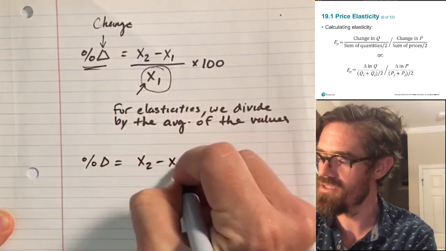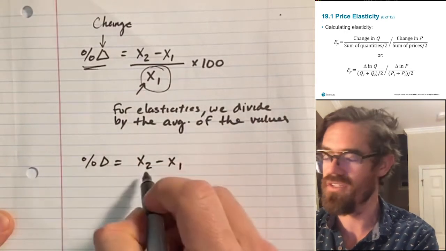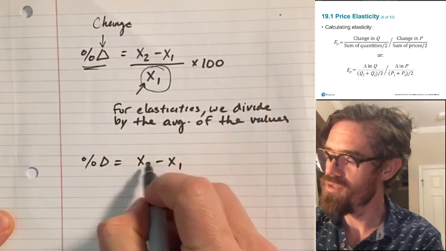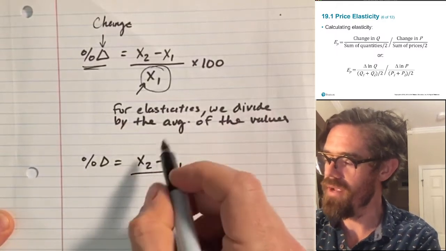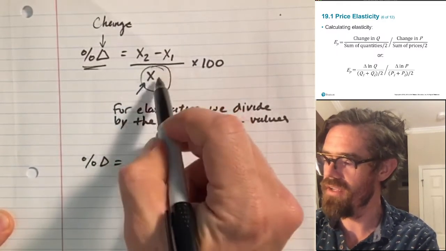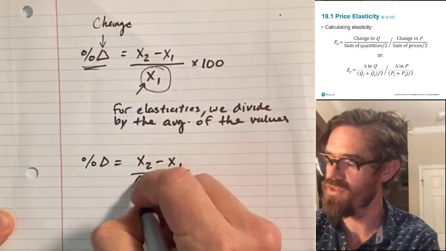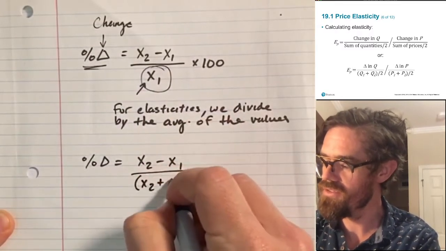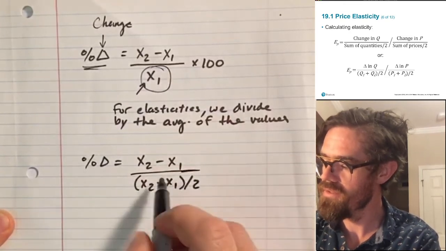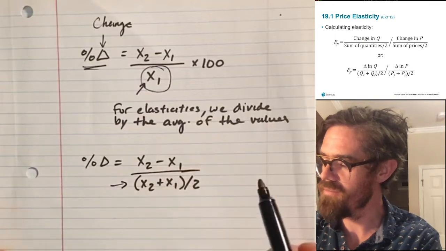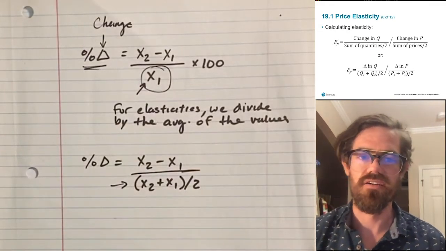So the top stays the same, no change there, right? What's the absolute difference between the new value and the old value? And then, instead of comparing the change to the original value, we're comparing the change to the average of the two values. Okay, so there's the average there on the bottom, right? That's what you're seeing here.